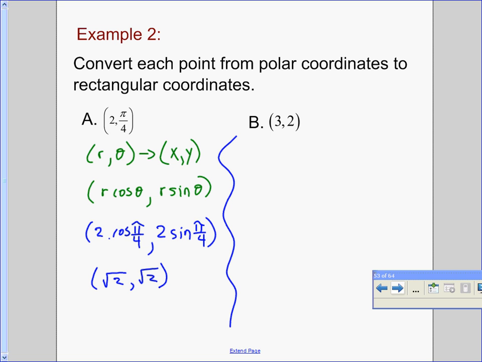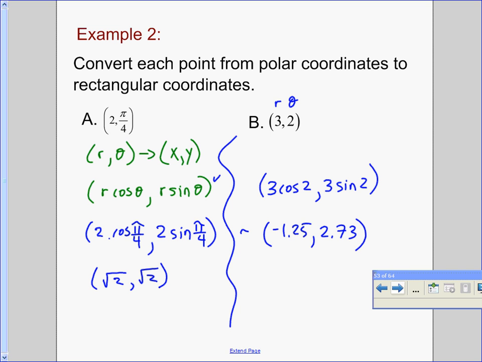All right, and now let's do the next example using the same formula. So I'm going to have, this is r, this is theta, this one looks a little different. 3 times the cosine of 2, and then 3 times the sine of 2. And the answer again is going to come out a little different this time. It's going to be approximately negative 1.25 and then 2.73.